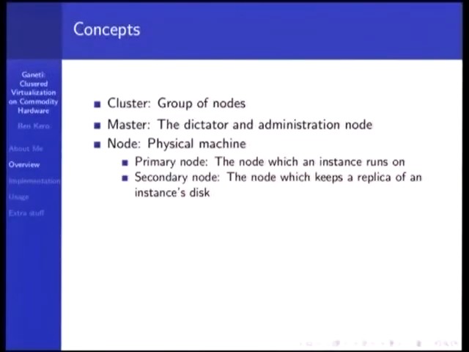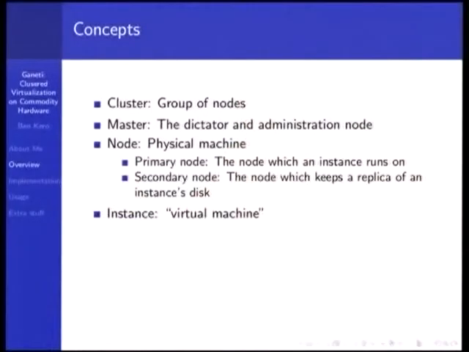Node is kind of a physical machine. That's what you think of as a one-use server that's part of your cluster. And with Ganeti, you have the concepts of primary and secondary nodes. The primary node is the node that the virtual machine runs on, and the secondary node is where you're replicating the disks in case of the failure of the primary machine.